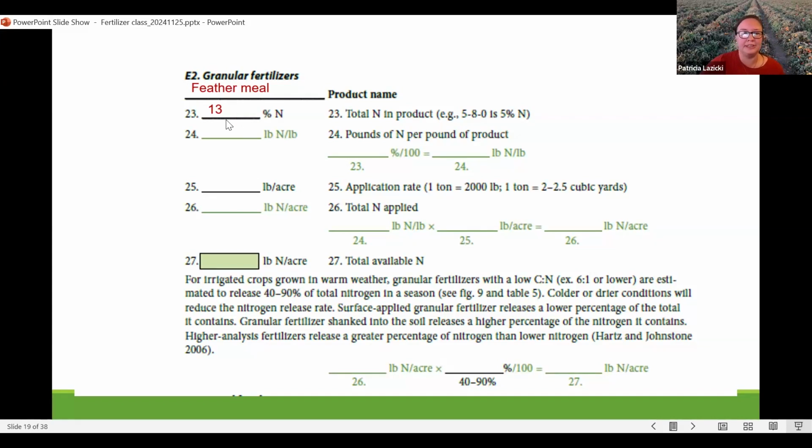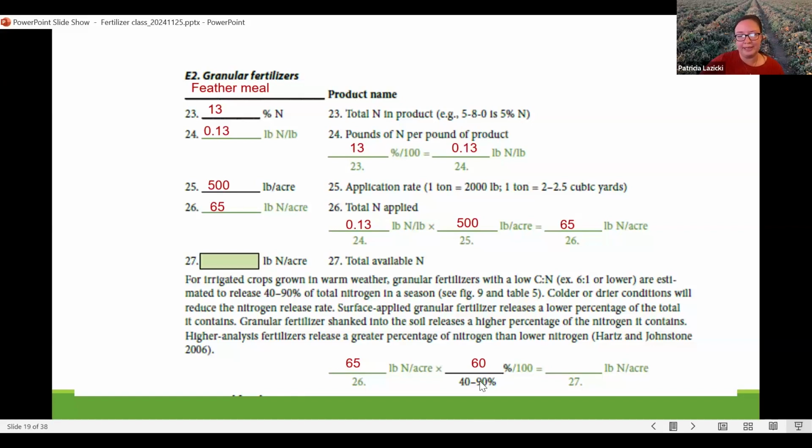Say we have a feather meal, it's 13% nitrogen. So first off, how many pounds of nitrogen per pound of material? 0.13, that's an easy one. Say we apply 500 pounds per acre, so then we need to say how much nitrogen is in that 500 pounds per acre. So 0.13 times 500, that's 65 pounds of nitrogen per acre that we're adding total with that feather meal. And then how much will be available?